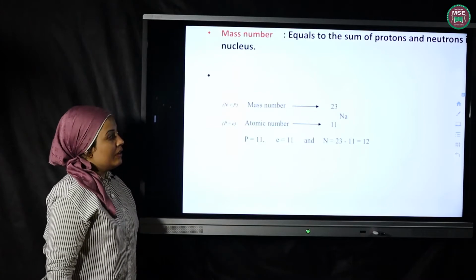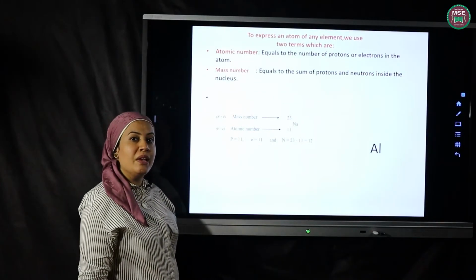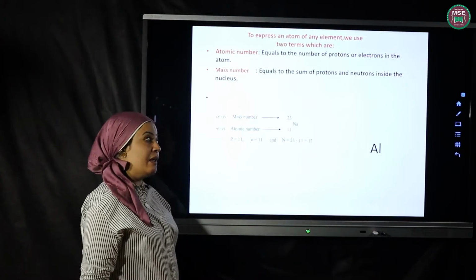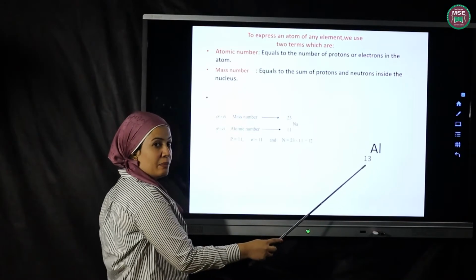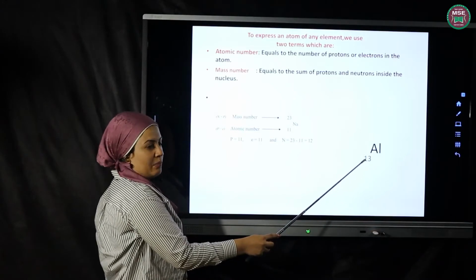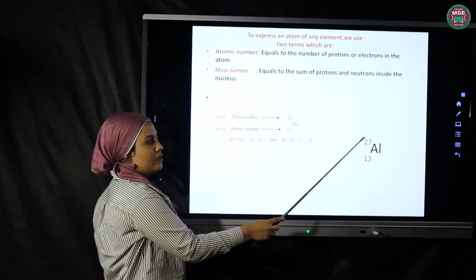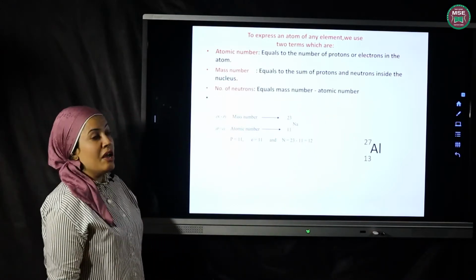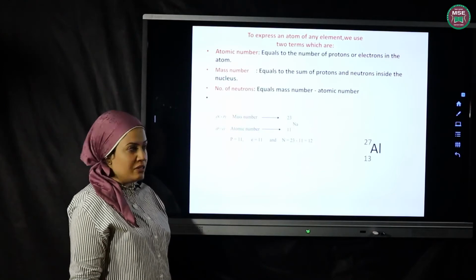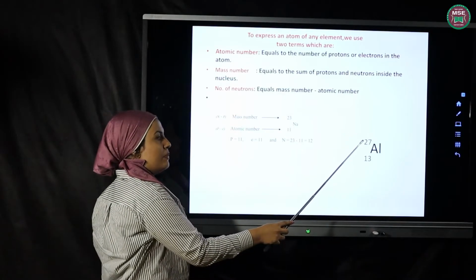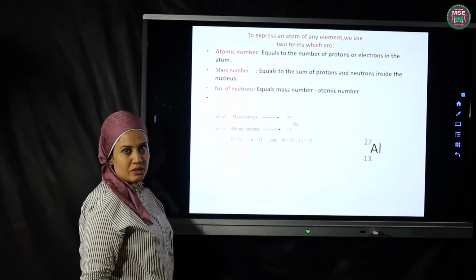Excellent. Okay, let's see. What is the symbol of aluminium? Can you help me? Yes, aluminium is Al. Okay, I have two numbers. What are these numbers? Atomic number. And what is this? This is called mass number. Okay. If I want to calculate the number of neutrons, we can subtract atomic number from mass number to get the number of neutrons. Okay?